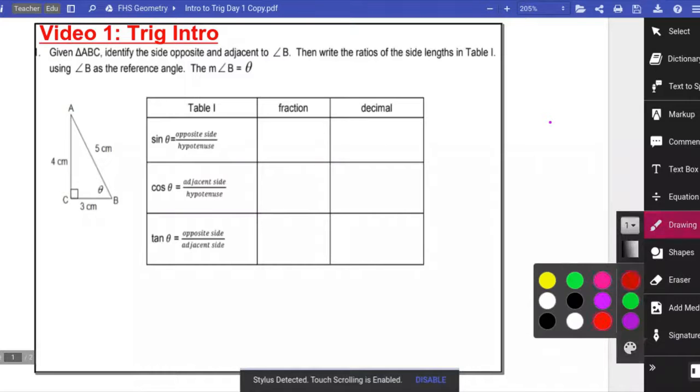All right, what are we learning today? So today you're going to be learning about trigonometry. Trigonometry. Trig. All right, this is how we're going to do it. So I'm going to give you a triangle. It's always going to be a right triangle. We're using trigonometry for right triangles.